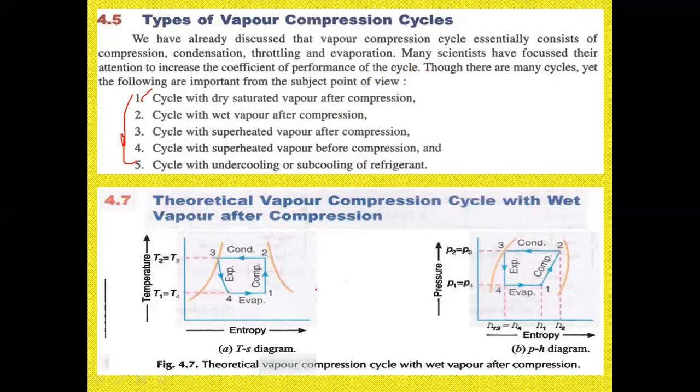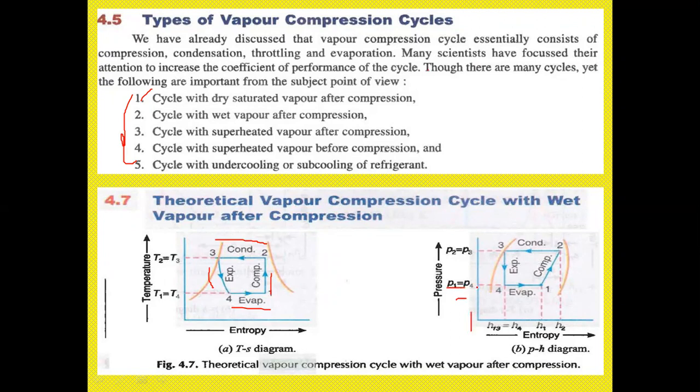See the temperature and enthalpy. You can see the cycle: 1 to 2 compression, 2 to 3 condensation, 3 to 4 expansion, 4 to 5 evaporation. So compression, condensation, expansion and evaporation. Next, coming to the pressure and enthalpy, pressure and PV.